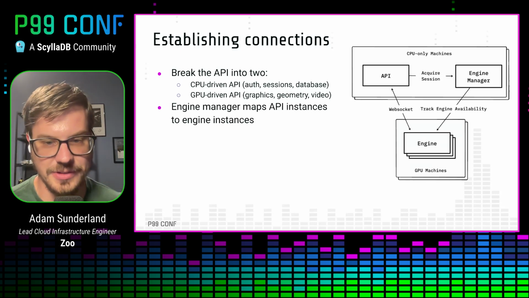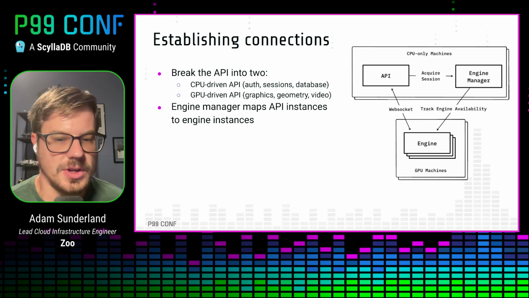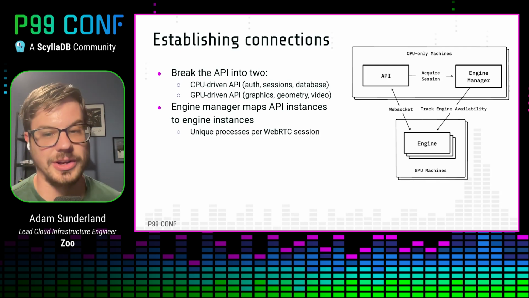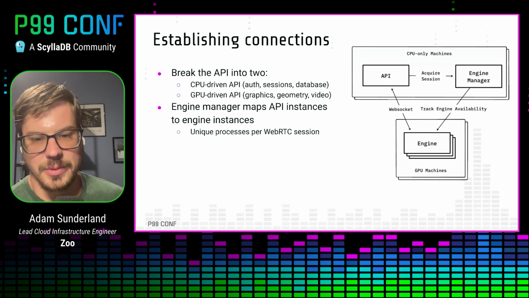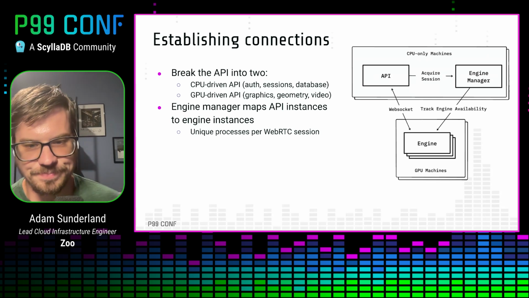The engine manager itself tracks active user sessions on the many available copies of our geometry engine and ensures that customers connect to the right one. Once we've connected a WebSocket from our customer to our API and finally to our engine, we can establish WebRTC connections for UDP data and video directly between the customer and our geometry engine.